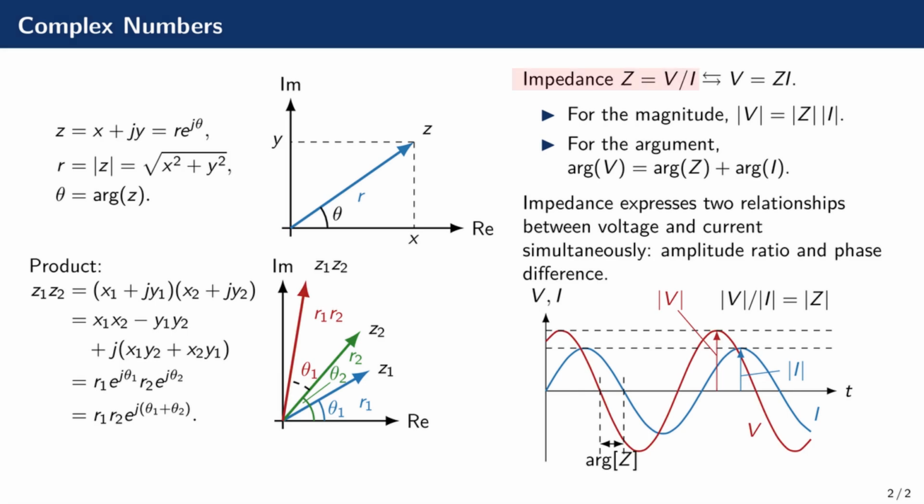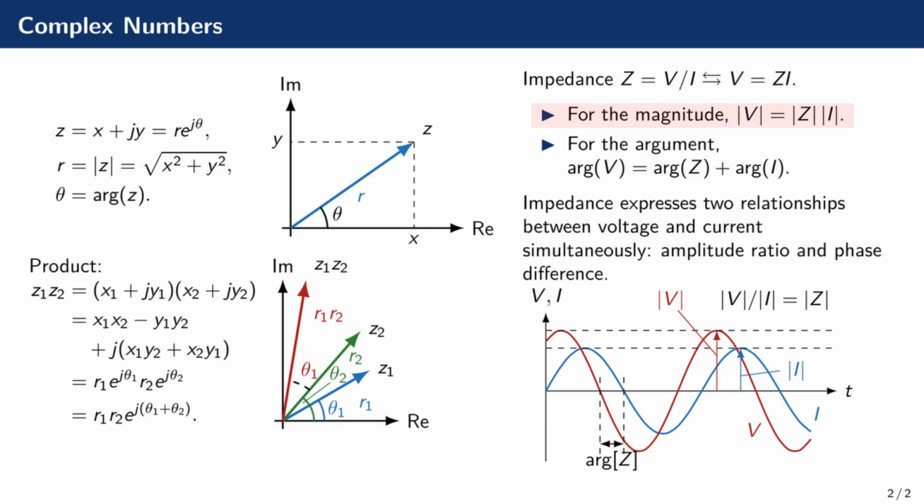For example, consider impedance. Impedance represents the relationship between voltage and current. We write this relationship as V equals ZI. Here, V is voltage, I is current, and Z is impedance. All of these quantities are represented as complex numbers. Therefore, the equation V equals ZI has two meanings.